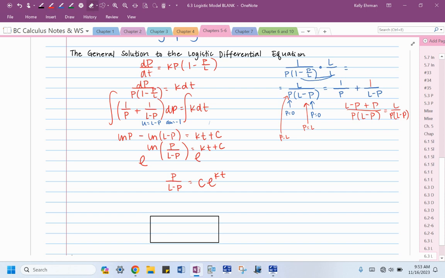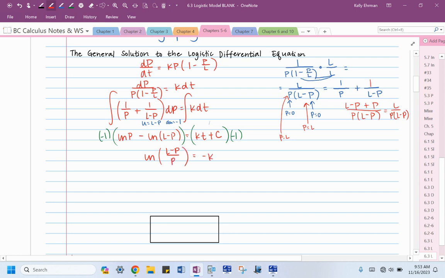Sorry, there's one step I wanted to go back and do. So that our formula is nicer to memorize and doesn't have a negative sign in it, there's a little trick I want to do to this. I want to multiply by negative 1 on both sides. I want the division to be in a different order. If we do that, it makes this the natural log of L minus P divided by P equals negative kt plus C. Then we can base e both sides. L minus P over P equals C e to the negative kt. You need a negative exponent for your logistic model.